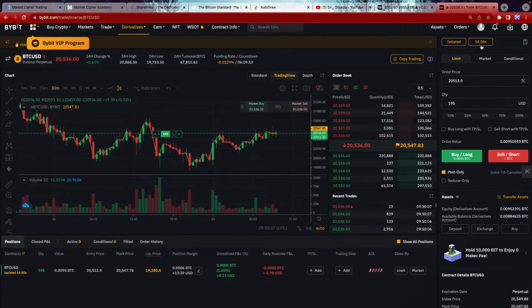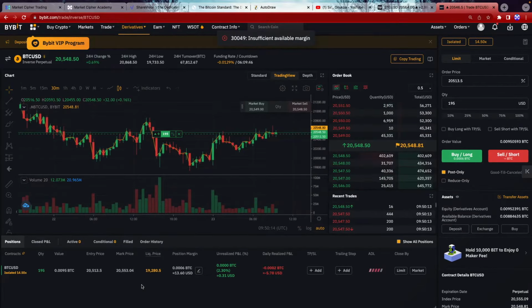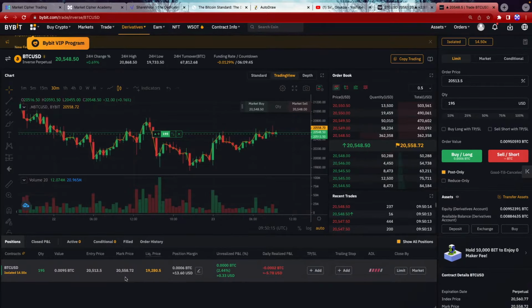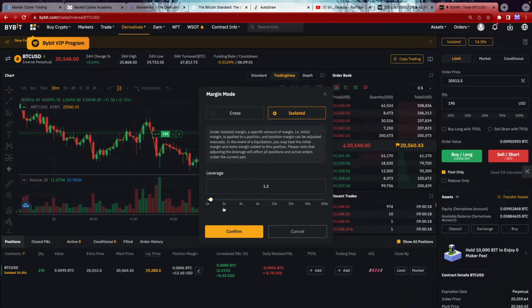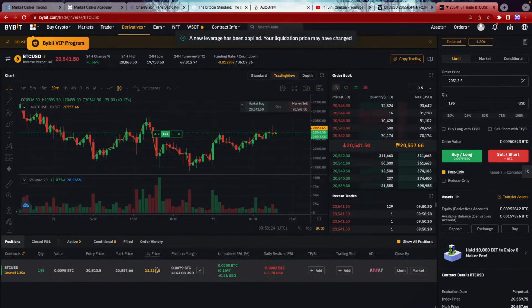But let's say I go to 1x leverage, let's see what happens right now. My liquidation price changes, let me show it in effect. Let me go to 1x leverage. You see my liquidation price decreases to 11,222. So I'm safe. But again, if you don't want to be safe, then you risk more.